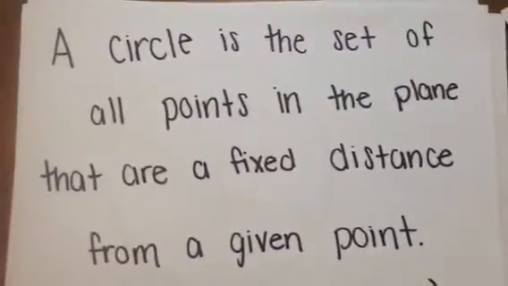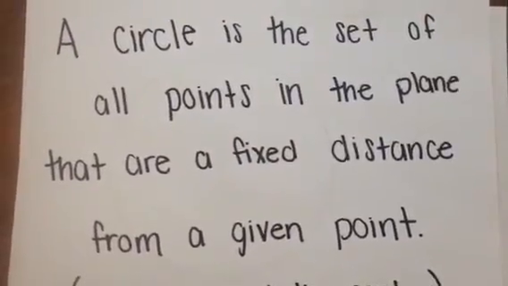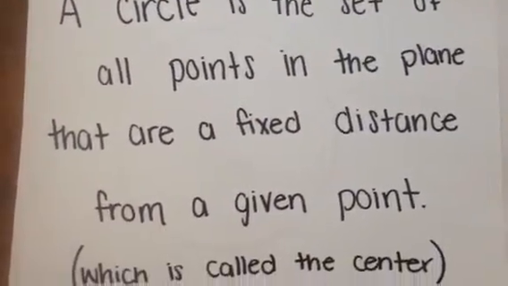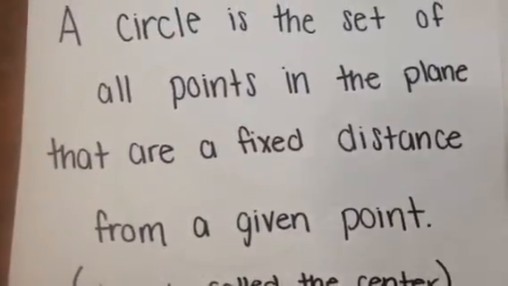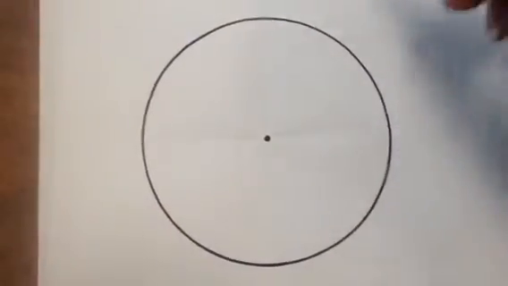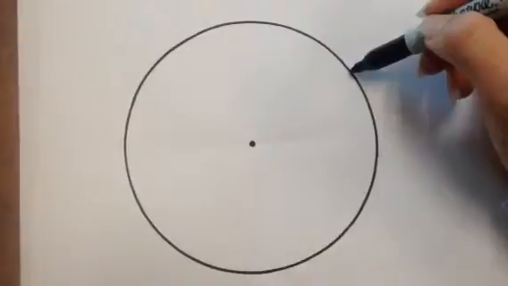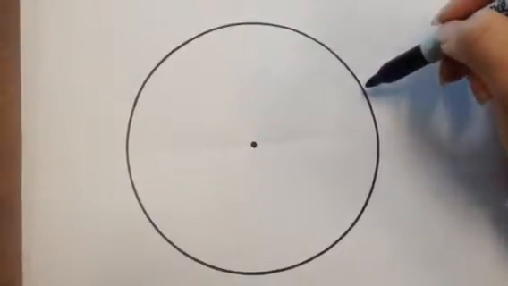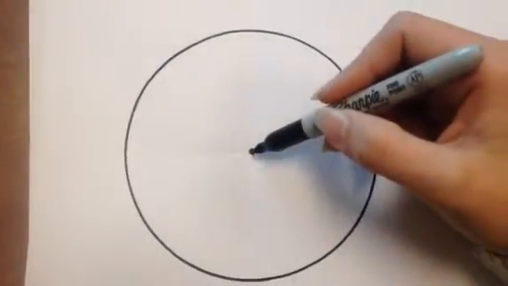A circle is the set of all points in the plane that are a fixed distance from a given point. That given point is also called the center. So, if we look at a circle here, this, which we normally think of as a line, is actually a lot of different points that are all equal distance from a given point, which we call the center.